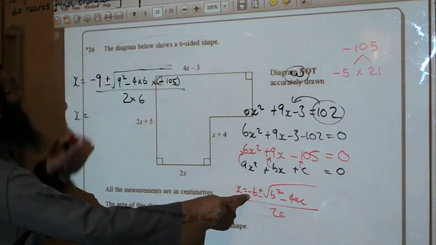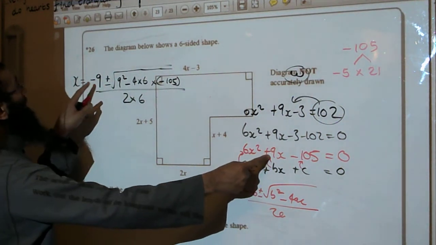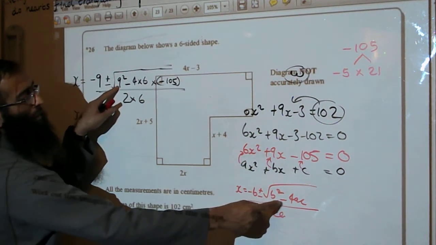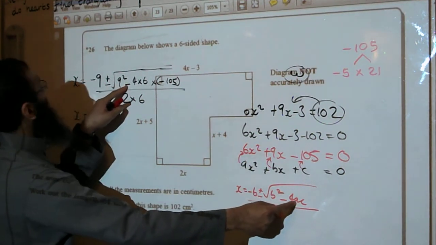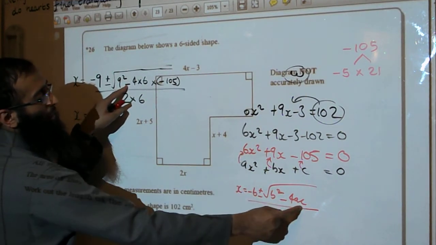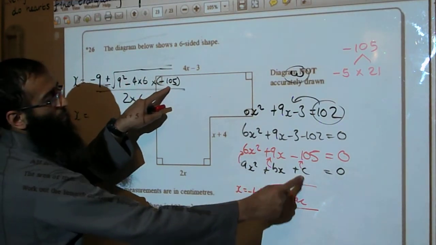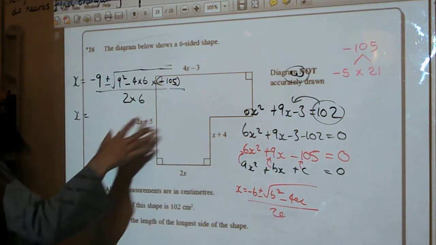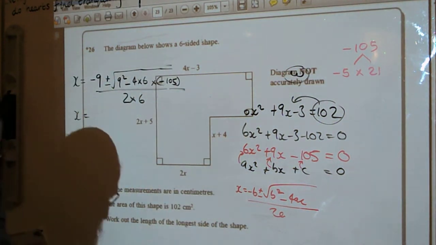So we said minus b, so the b value was 9, so you have to do minus 9 plus minus the square root of b squared, 9 squared, take away 4 times by the a value, which is 6, times by the c value, which is minus 105. And then we divided by 2a, and the a value is 2 times by 6. So we'll put this into the calculator.